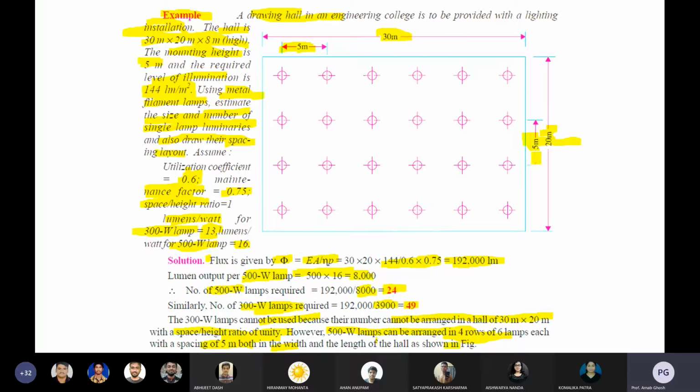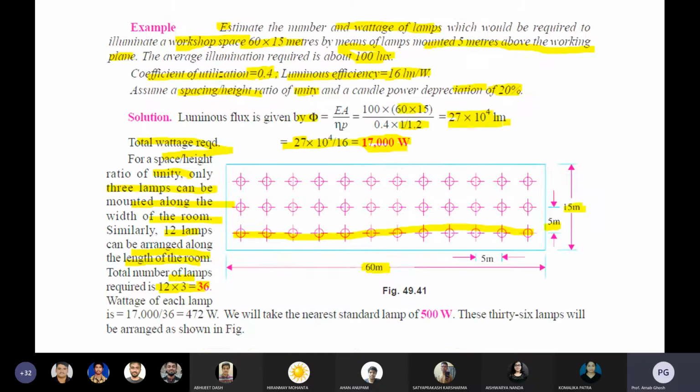Now the total wattage is 17,000 watt. For each individual lamp, 17,000 divided by 36, so an individual lamp should be 472 watt. We'll take the nearest standard lamp of 500 watt. So the standard lamp is 500 watt, and the 36 lamps will be arranged as given in the figure.